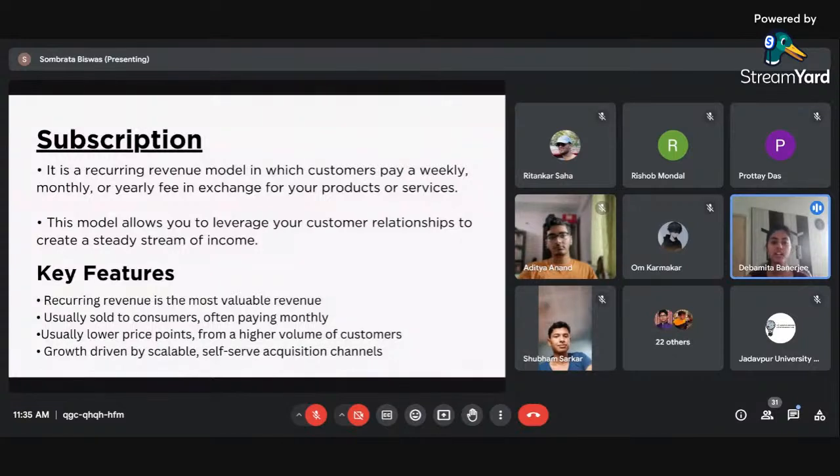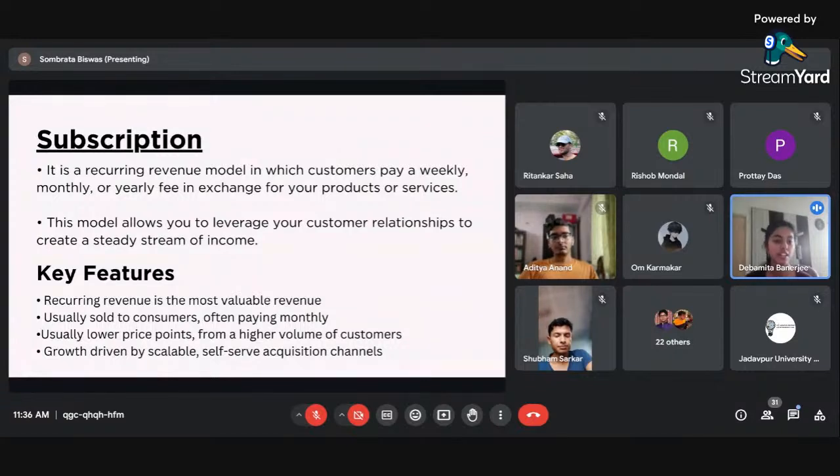But yeah, this model allows you to leverage your customer relationships to create a steady stream of income. Customer relationships in the B2C sense, say Netflix has millions of customers, right? So when we talk about customer relationships, we're mostly talking about their branding and marketing. The relationship that their customers have is not with the people in the company, but with the brand itself and what it represents. In B2B companies, the customer relationships might become more so with somebody from their sales team for bigger clients.